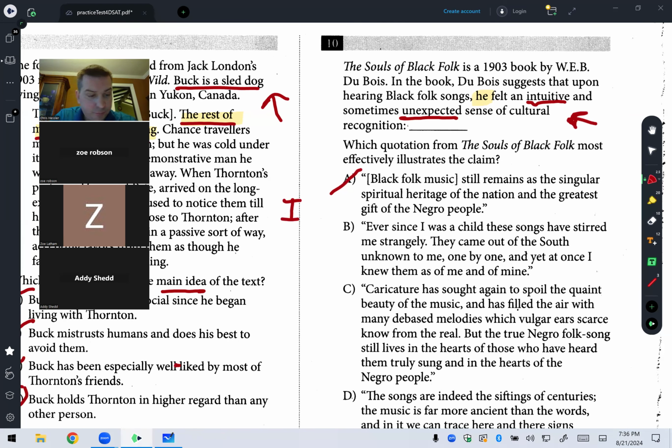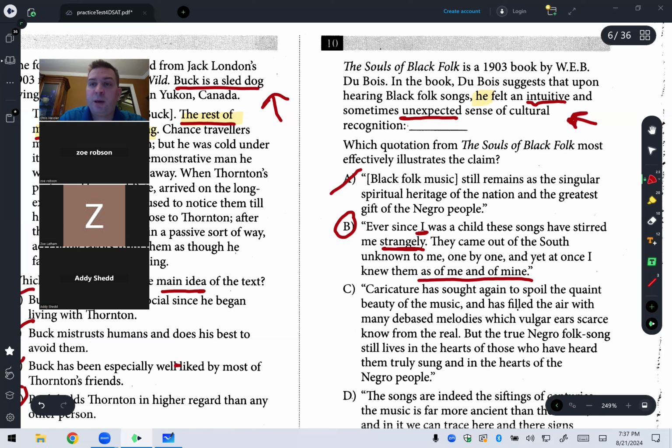All right. "Ever since I was a child, these songs have stirred me strangely." Well, there's an unexpected part right there. "They came out of the South unknown to me, one by one, and yet at once I knew them as of me and of mine." So that means that it's intuitive. This is the correct answer. We could put this quote right here and it would make perfect sense.